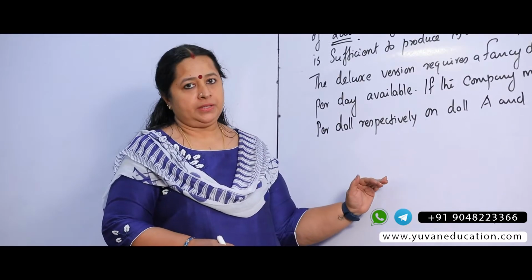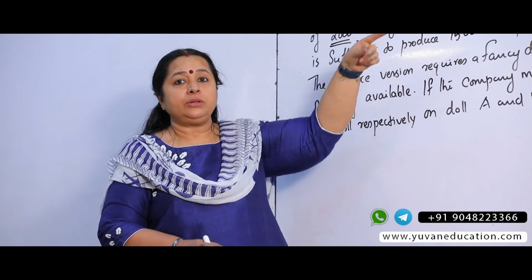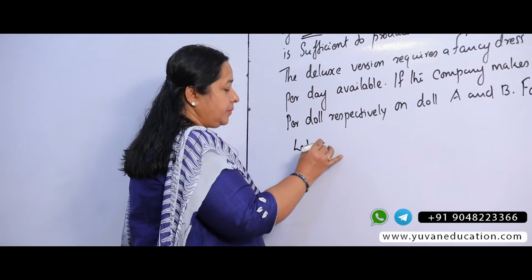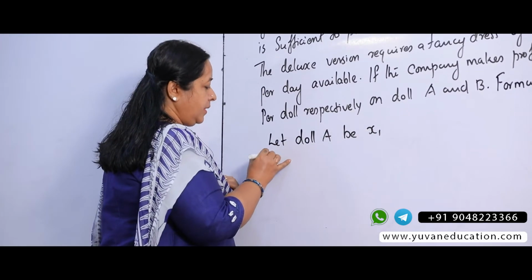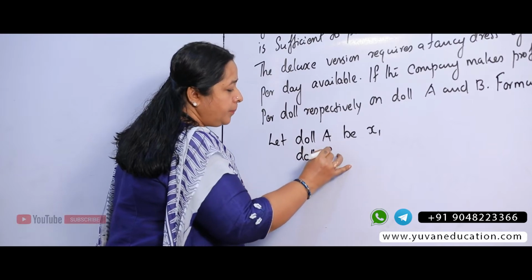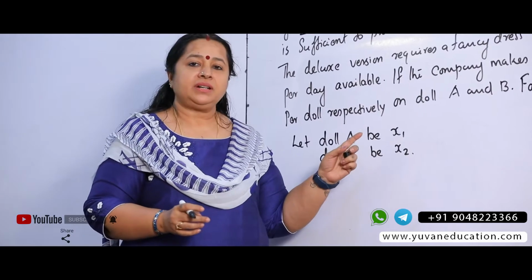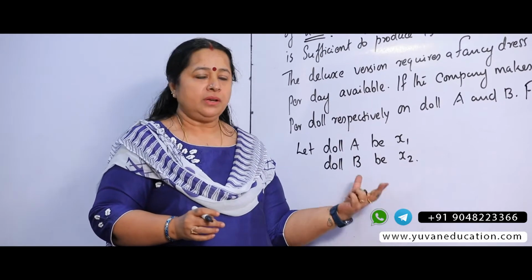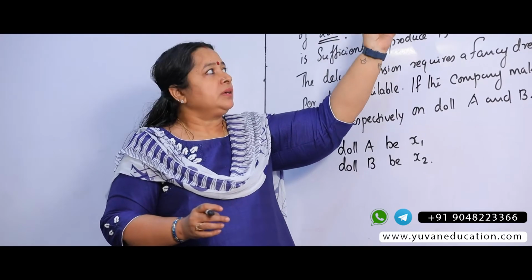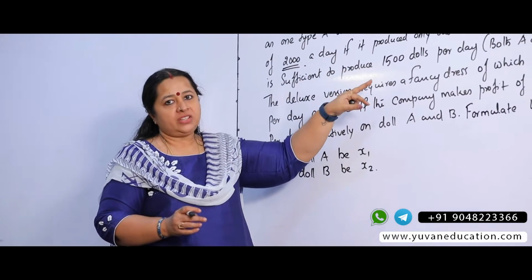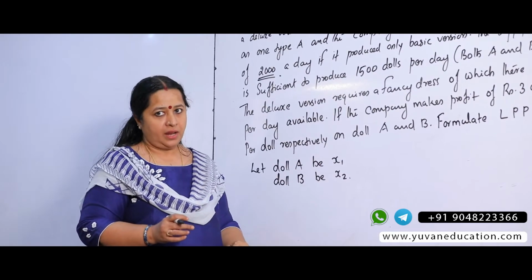Our first step is putting names for doll A and doll B. Let doll A be x1 and doll B be x2. Okay. Before developing equations, we may put the products. How many products is the company manufacturing? Only two products. Put them as x1 and x2, A and B as x1 and x2.